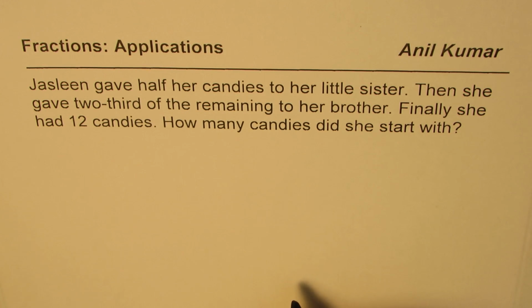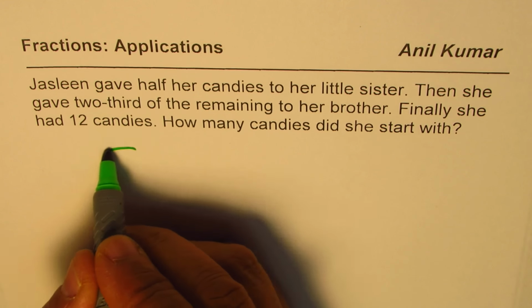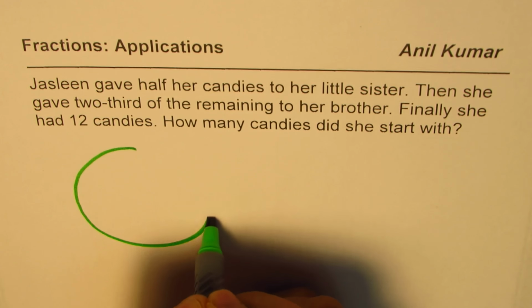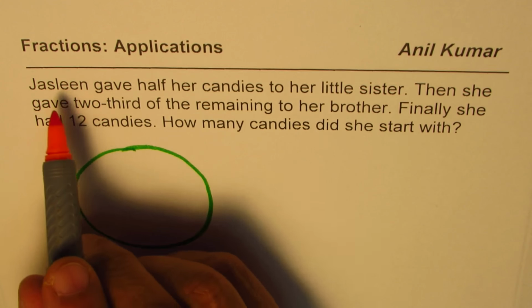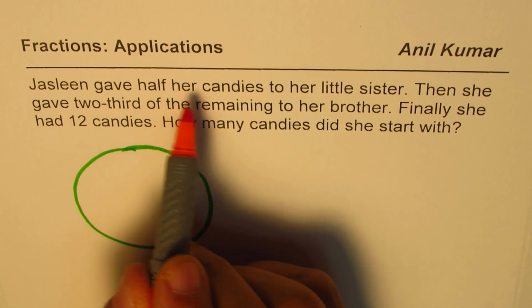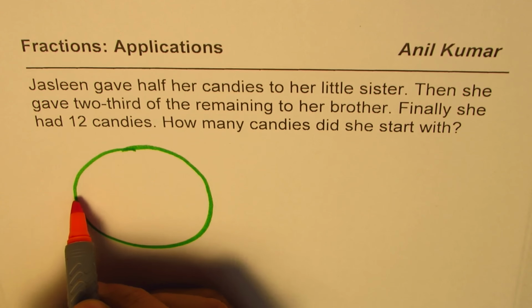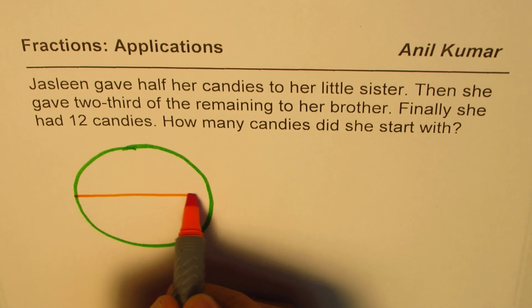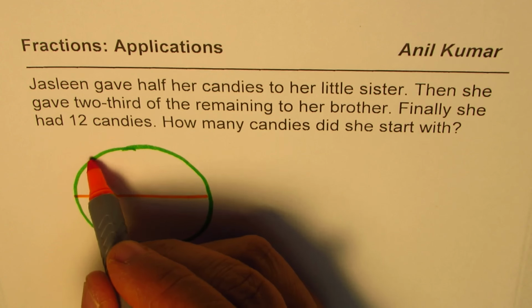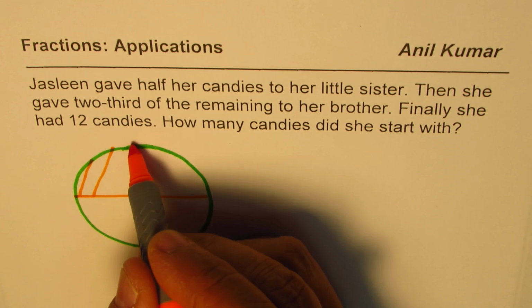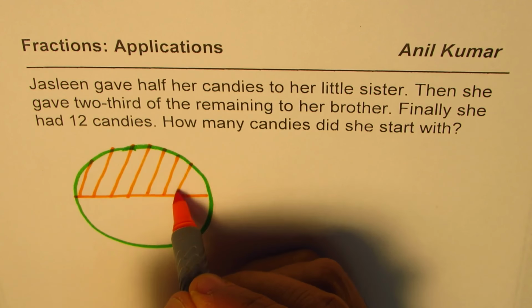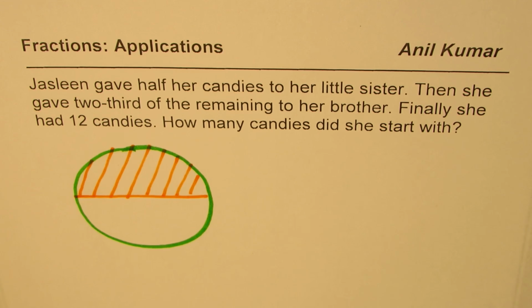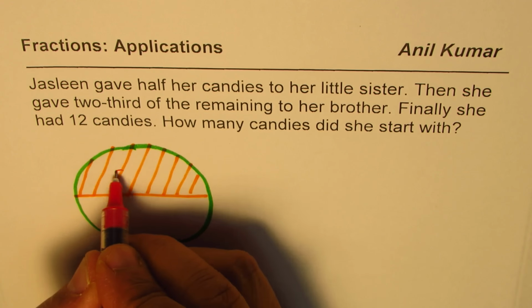So what we will think about is, let us say this is all the candies which Jesslyn had. Now let's read it. Jesslyn gave half her candies to her little sister. So let's make half of it. We don't know how many, but this is the portion which Jesslyn gave to her sister, right? So let's say this portion goes to the sister. So let me write down here, to her sister.